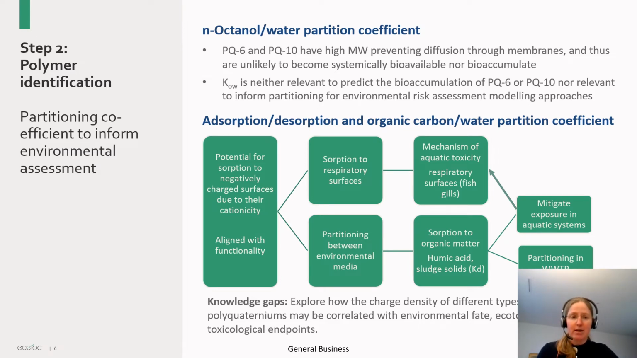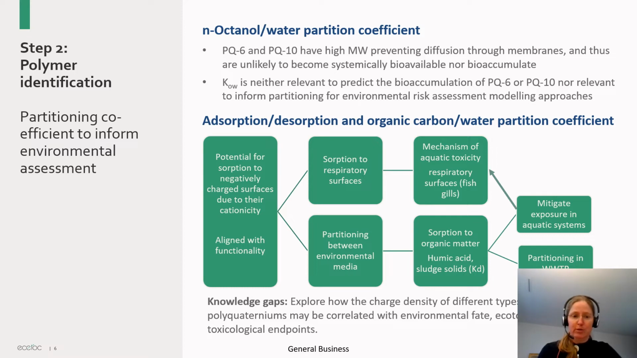Sorption is in fact equally important to understand aquatic toxicity and partitioning between environmental media. On the top path, sorption may lead to physical effects in aquatic species, such as the prevention of oxygen exchange in fish gills or entrapment in smaller species. The lower path illustrates the importance of sorption to inform on environmental fate.